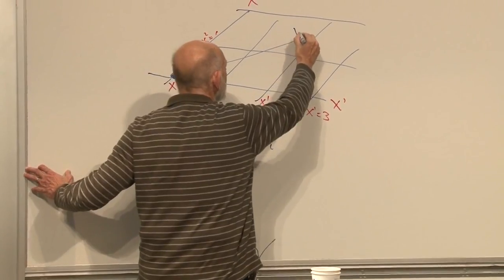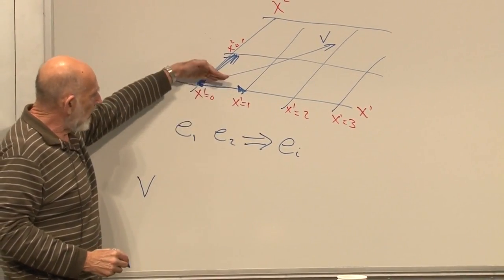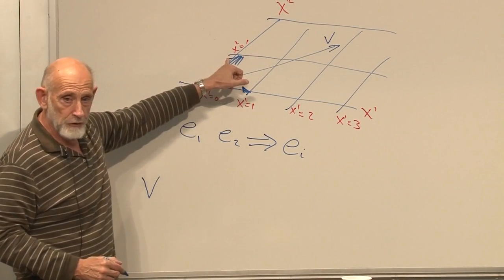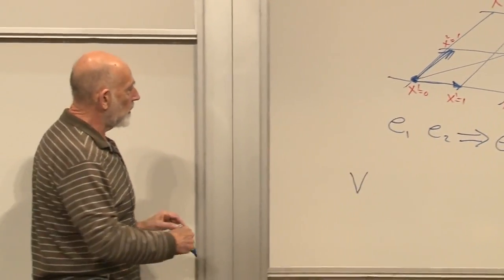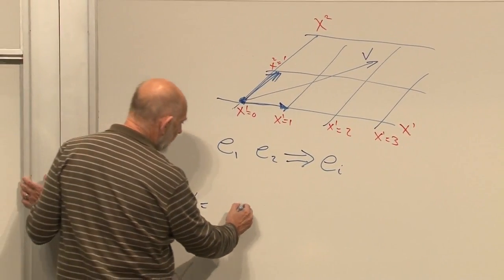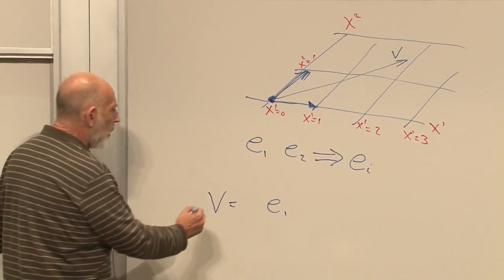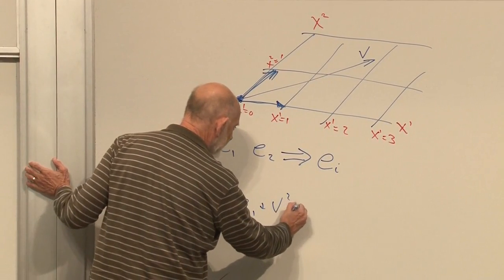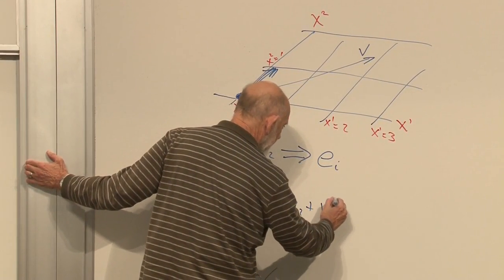V can be expanded as a sum of coefficients times E1 plus other coefficients times E2 plus more coefficients times E3. In other words, it can be expanded as a sum of terms, the first one having E1, and the coefficient of E1 we'll call V1, plus V2 E2, plus V3 E3.